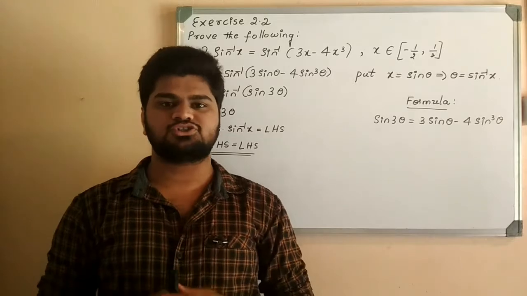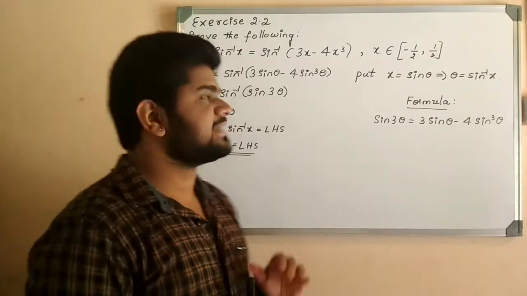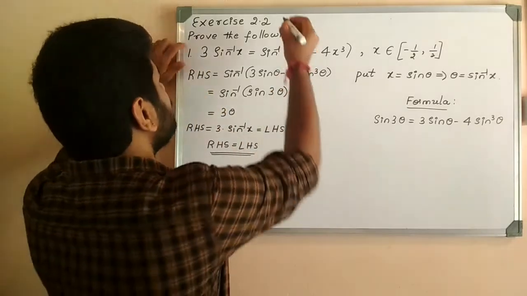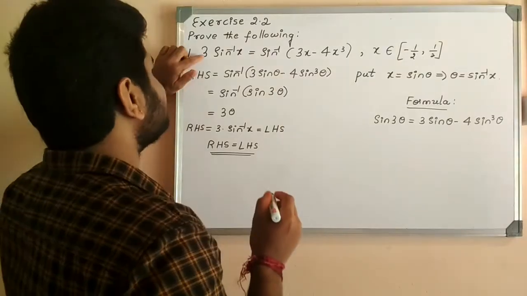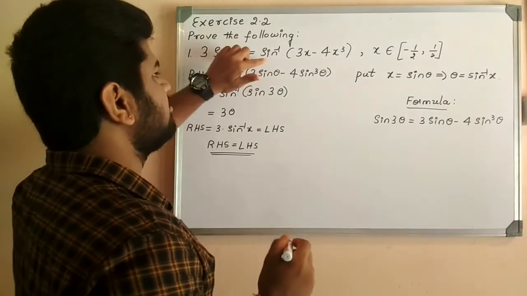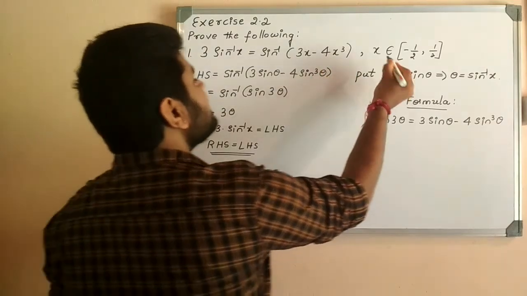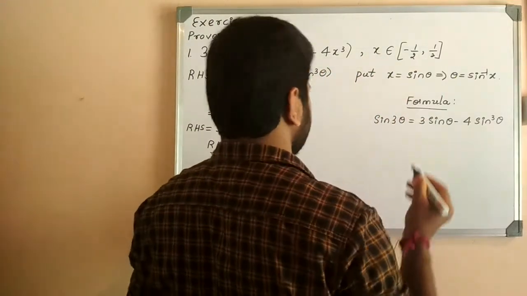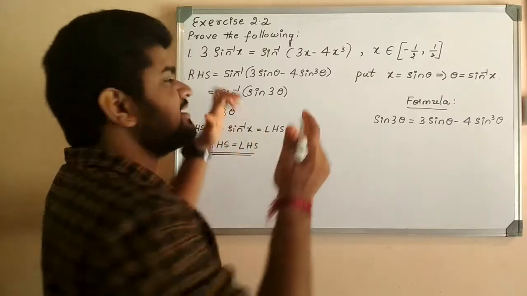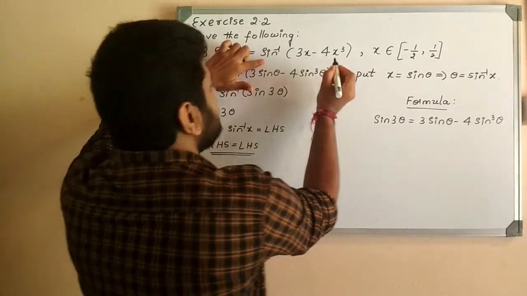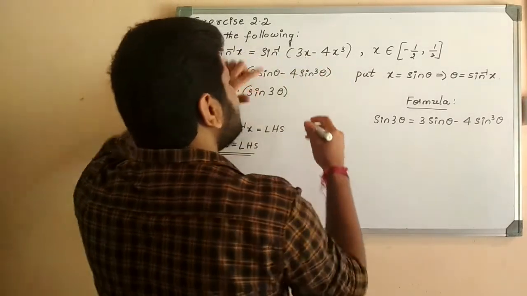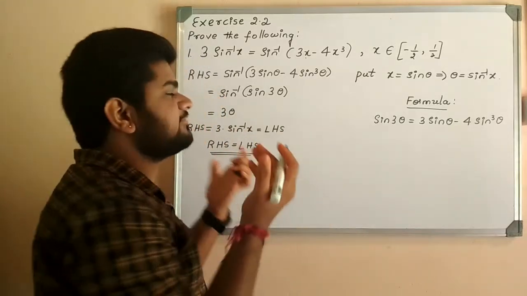So today we are going to solve exercise problems, that is exercise 2.2. Prove the following. First question is 3 sin inverse x is equal to sin inverse of 3x minus 4x cube, where x belongs to minus half to plus half. So whenever a question is in variable form, you have to consider this variable in terms of a trigonometric function.